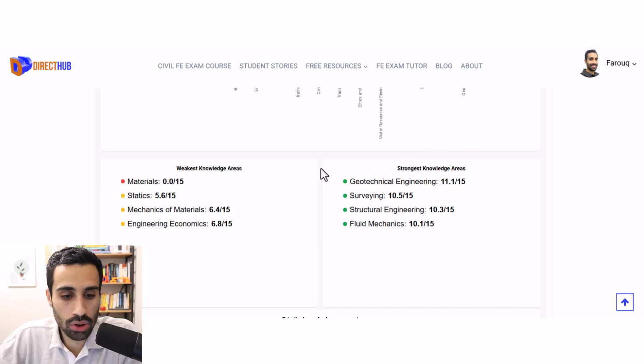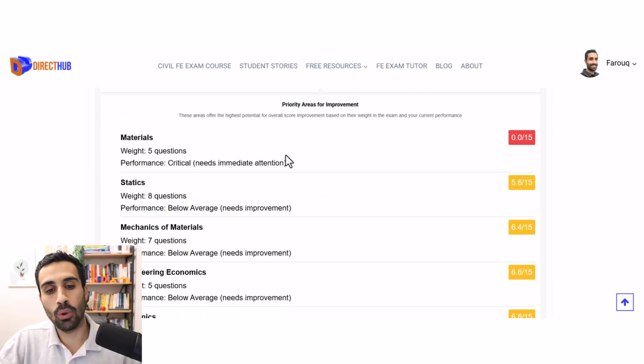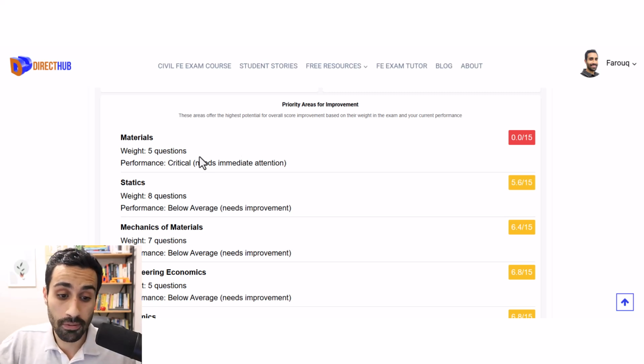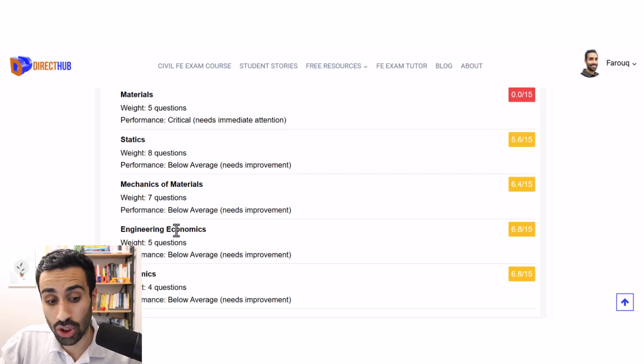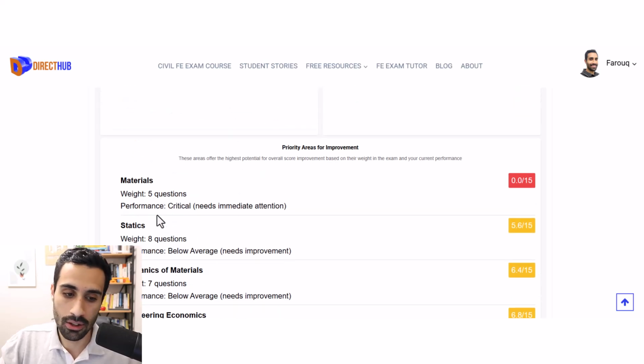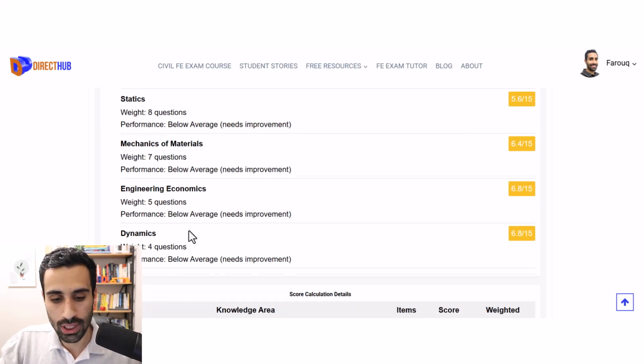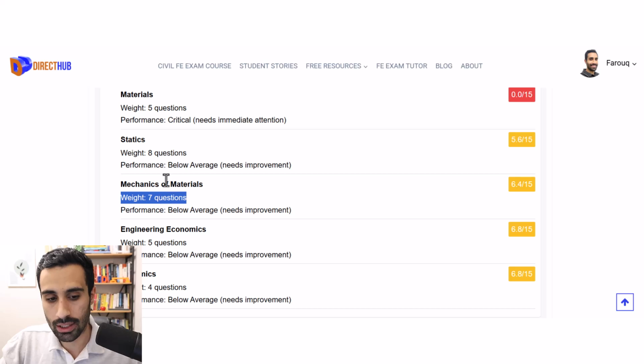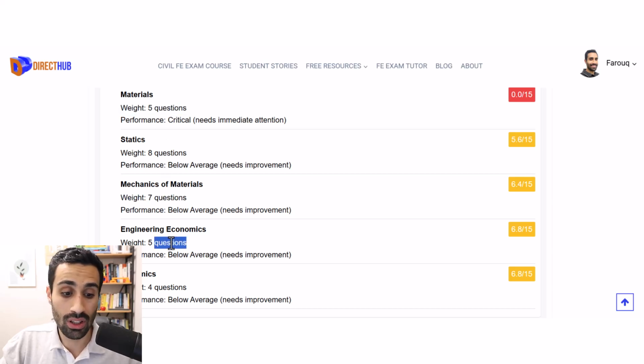So these are the strong areas and weak areas. Now looking at the priority areas for improvement: materials, definitely critical. Statics is below average. Mechanics and materials, engineering economics, and dynamics. Here I give you 5 of these. So tackle these hard, focus heavily on reviewing these and try to grab a lot of points, especially statics, mechanics and materials. Engineering economics, you can get some easy points. Dynamics, try to focus on the fundamentals.